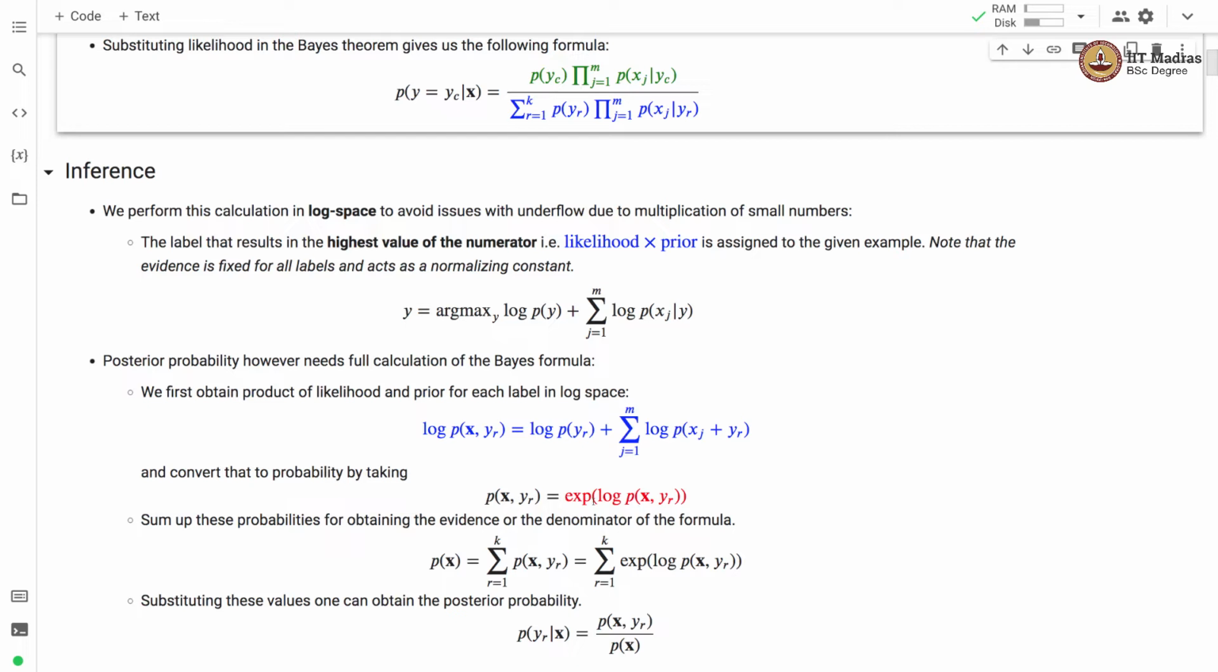Now we basically sum up all these probabilities to get the evidence. So P of x is essentially the sum over all the labels of the joint probability of the features and the label. So we basically sum up the exponential of log of the joint probability over all labels to get the evidence. And then we substitute these values for the joint probability between the features and the label and the evidence, and that gives us the posterior probability.